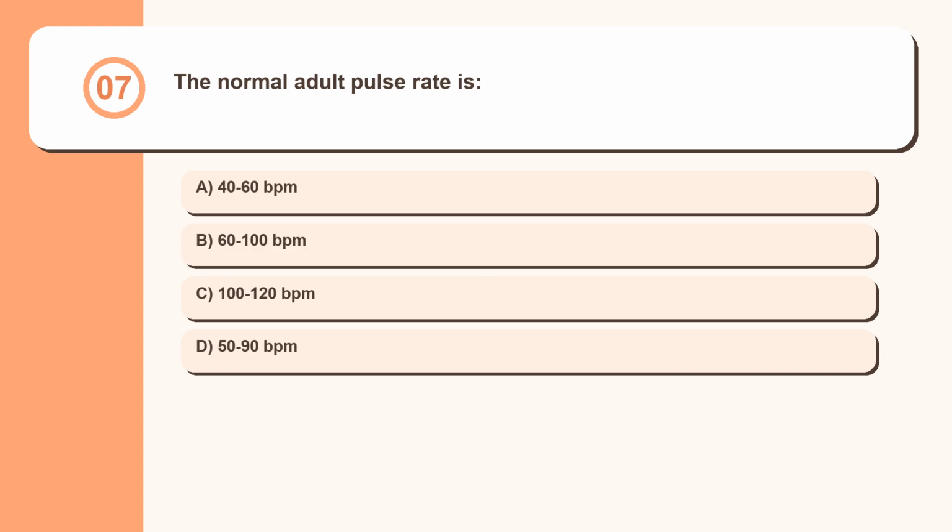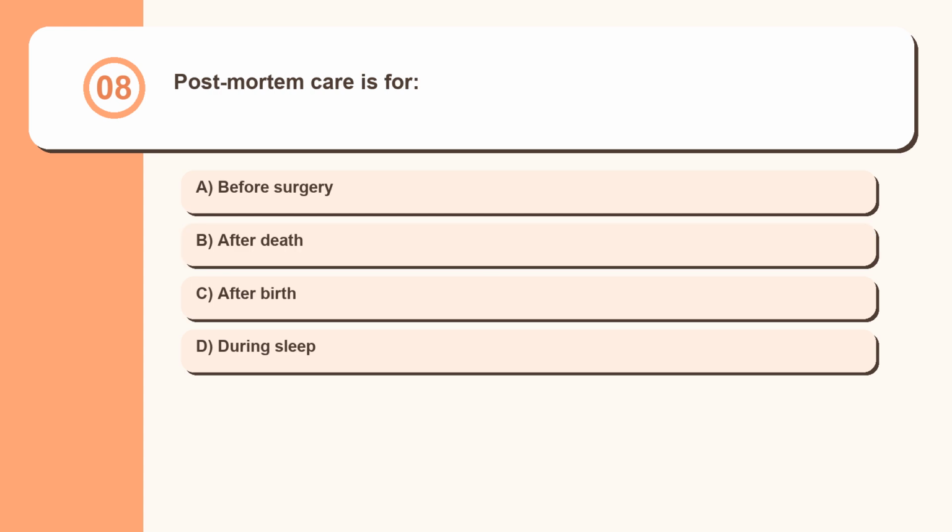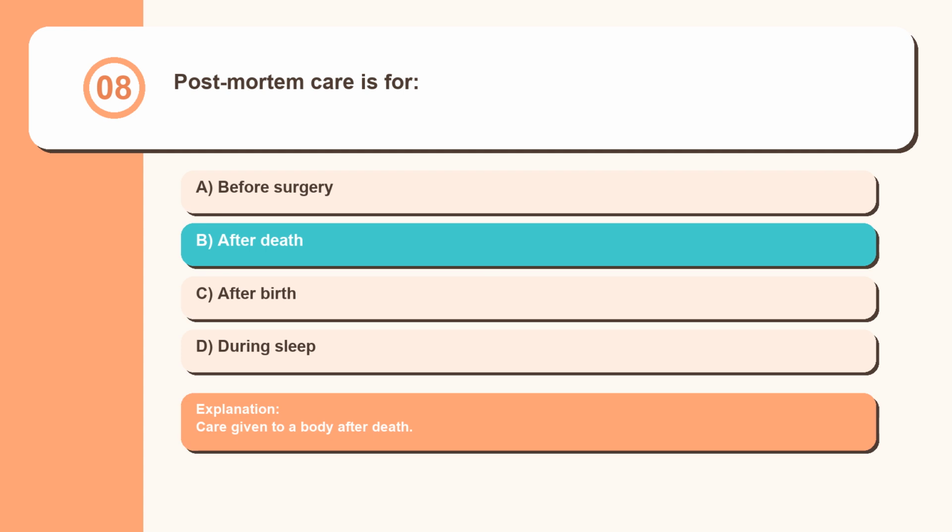Question 7. The normal adult pulse rate is 40 to 60 bpm, 60 to 100 bpm, 100 to 120 bpm, 50 to 90 bpm. 60 to 100 bpm is the normal range. Question 8. Postmortem care is for before surgery, after death, after birth, during sleep. Care given to a body after death.